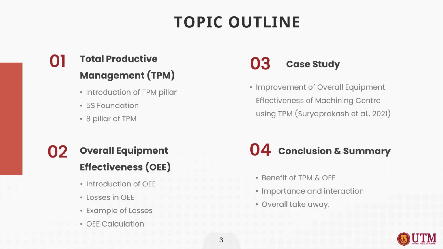So this is our topic outline. Today we're going to be covering some key information you need to know about TPM, Total Productive Maintenance, which consists of introduction of TPM, the 5S foundation, and the 8 pillars of TPM. Second, Overall Equipment Effectiveness, OEE, which consists of introduction of OEE, losses in OEE, example, and also OEE calculation. And third, case study, and lastly is a conclusion.